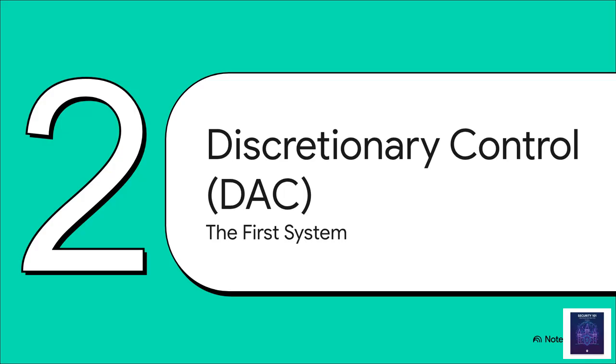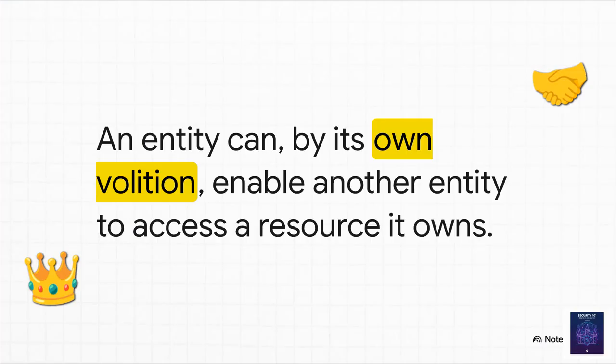Okay, let's start at the beginning, with the very first system. The simplest, most straightforward approach is basically like handing out individual physical keys. In the tech world, this is called Discretionary Access Control, or DAC for short. The key word here is discretion. In a DAC world, if you create a file, you own it. You have complete control, total discretion to give a copy of your key to anyone you want. It's your digital stuff, you make the rules.